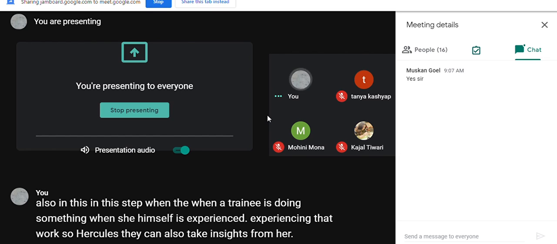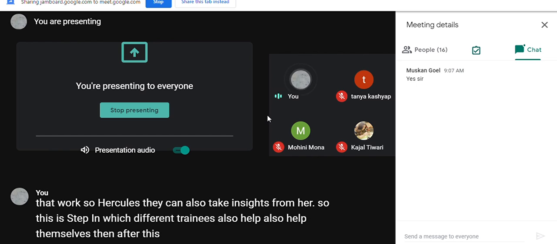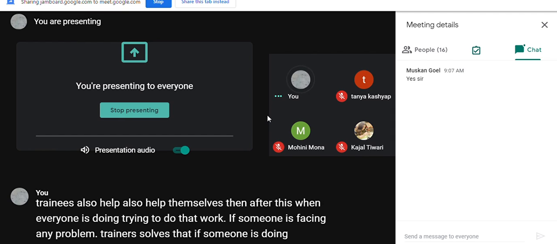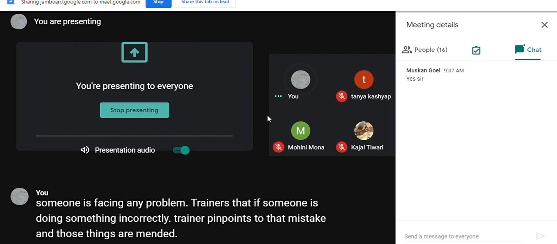So this is the step in which different trainees also help themselves. Then after this, when everyone is trying to do that work, if someone is facing any problem, the trainer solves that. If someone is doing something incorrectly, the trainer pinpoints that mistake and those things are mended, and then training is completed.